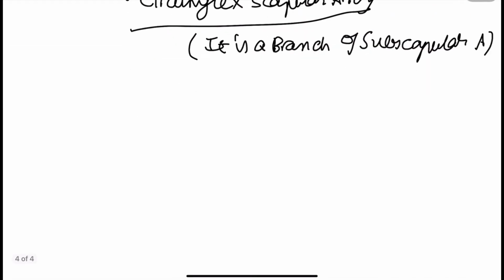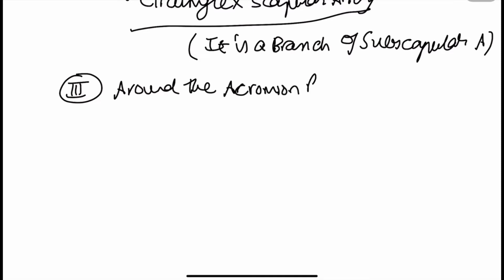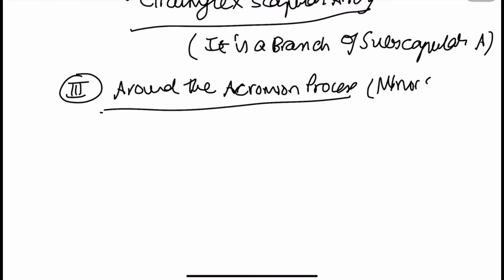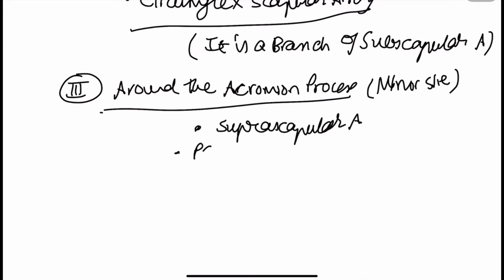Okay, now we'll be talking about the anastomosis around the acromion process of the scapula. It is a minor site. Three arteries: suprascapular artery, posterior circumflex humeral artery, and acromial branch of thoracoacromial artery.